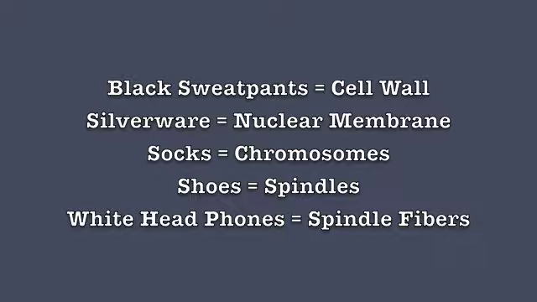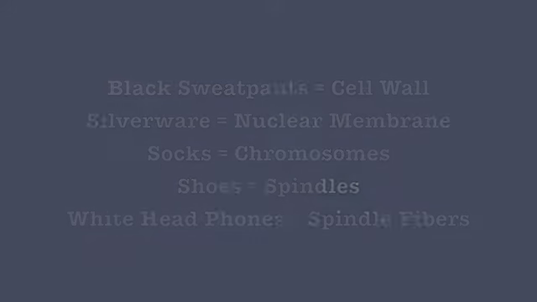Mitosis is a part of the cell cycle where the nucleus divides into two identical nuclei, leading to the formation of two genetically identical daughter cells. In this video, the black sweatpants represent the cell wall, the silverware represents the nuclear membrane, the socks represent the chromosomes, the shoes represent the spindles, and the white headphones represent the spindle fibers.